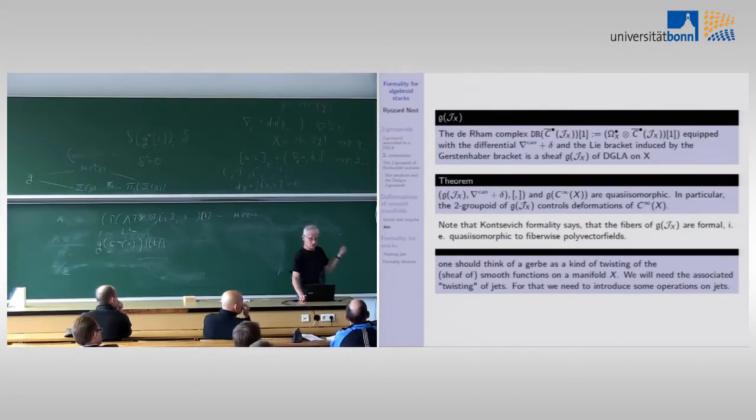I have a differential, which is this canonical connection plus the Hochschild differential. There is a bracket, and I get a DGLA. And this one actually controls, again, deformations of smooth functions on X.